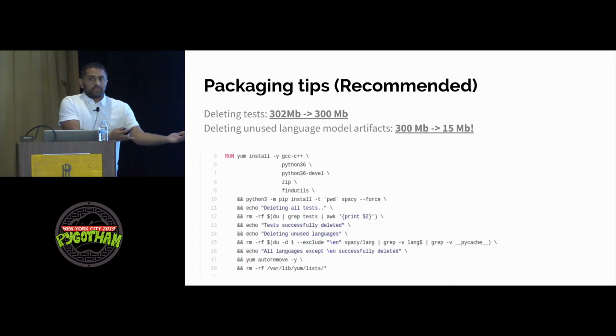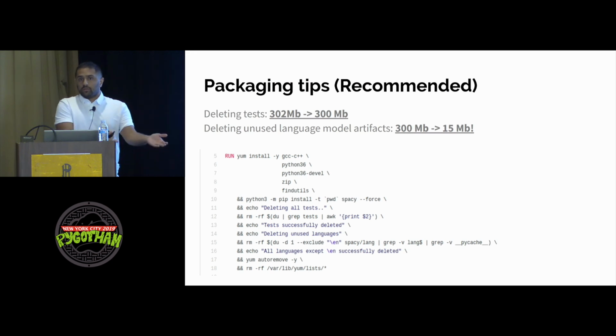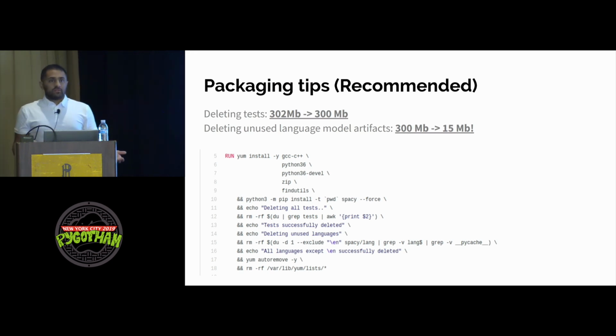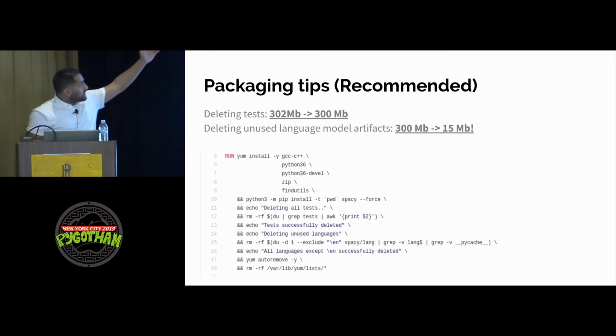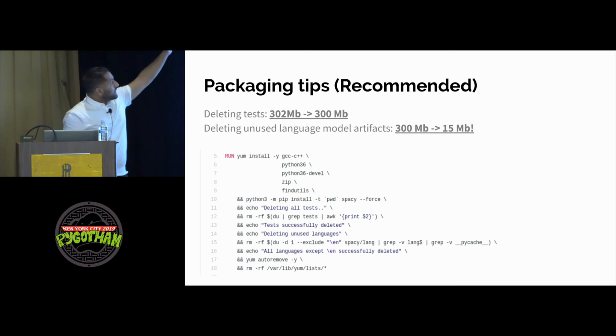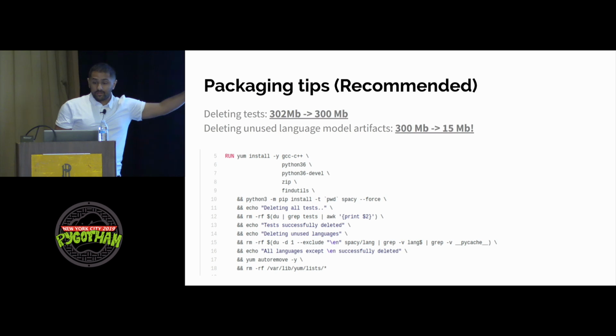If I'm building a system to parse English text, I don't really need Chinese or Russian or Japanese language models in there because I'm not going to be using them. Does that impede Spacey functionality? Yes, but it is functionality that I'm not using, so I can safely delete it, right? So we took a 300 MB Spacey binary, we deleted the tests, and we brought it down to 300 MB. And then deleting unused language models helped us, wait for it, bring 300 MB down to 15 megs. I don't know what percentage that is, but that's pretty huge.